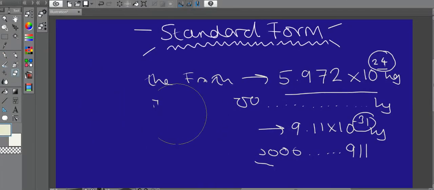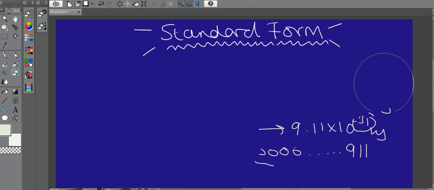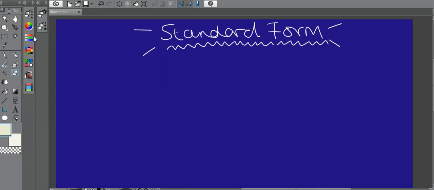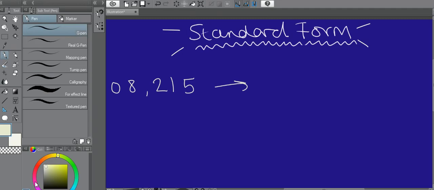So in your tests and exams, you may be asked to convert numbers to standard form. Let's take a large number first of all. So 108,215, converting it to standard form. So let's get another colour. Pink. Oh, there we go. I'm still getting used to this software.